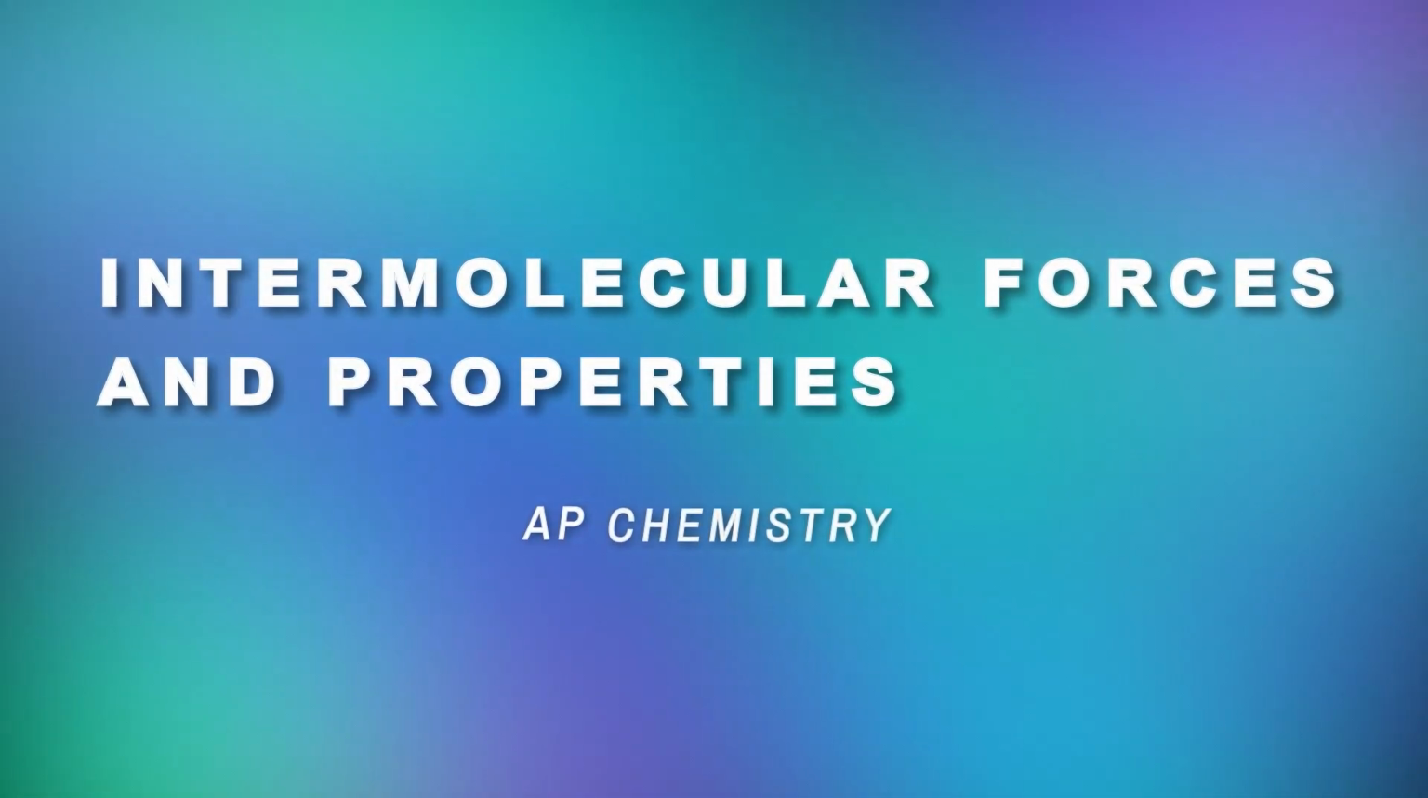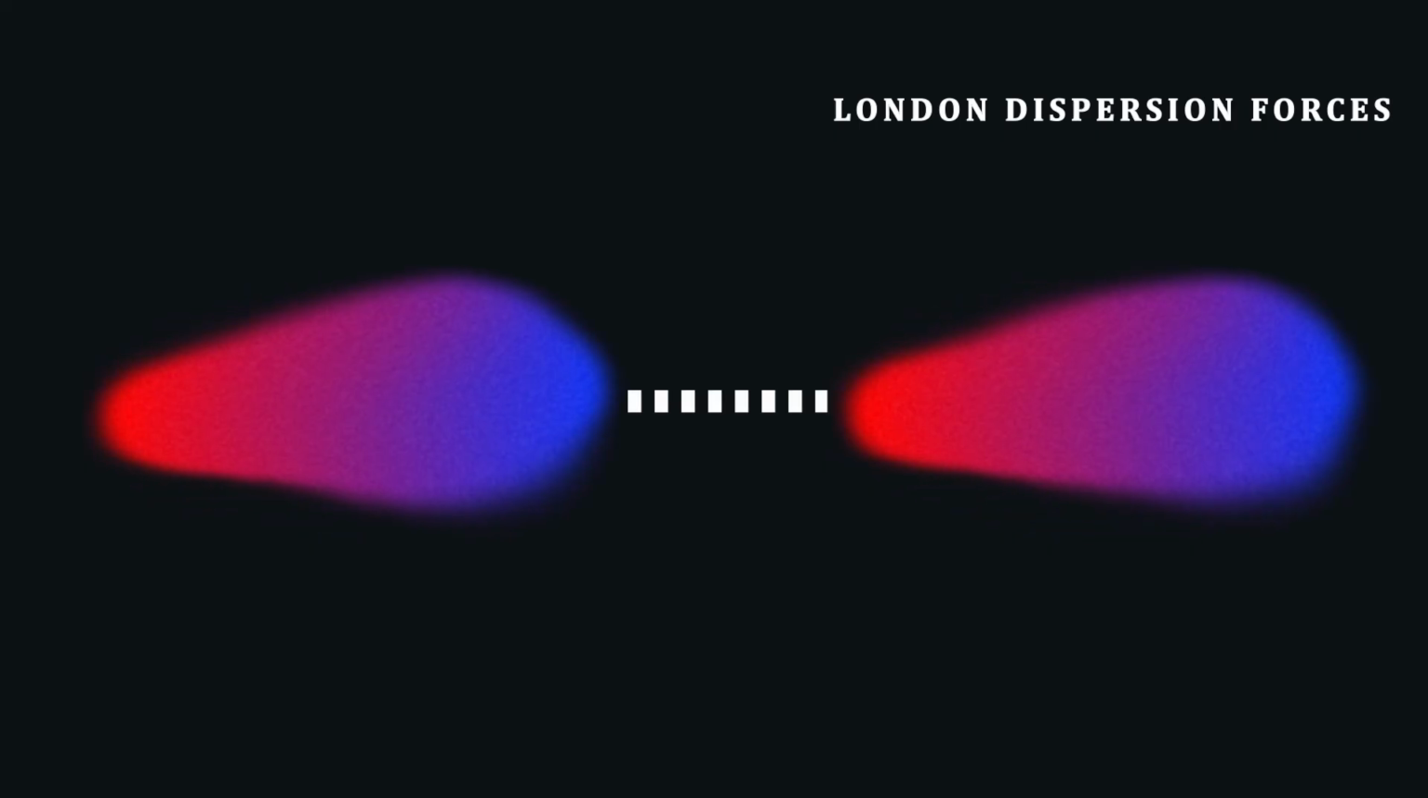Every molecule has London dispersion forces. These are caused by the constant motion of electrons. At any moment, the electron cloud can become uneven, creating a temporary dipole. That temporary dipole can induce a dipole in a nearby molecule, leading to attraction.